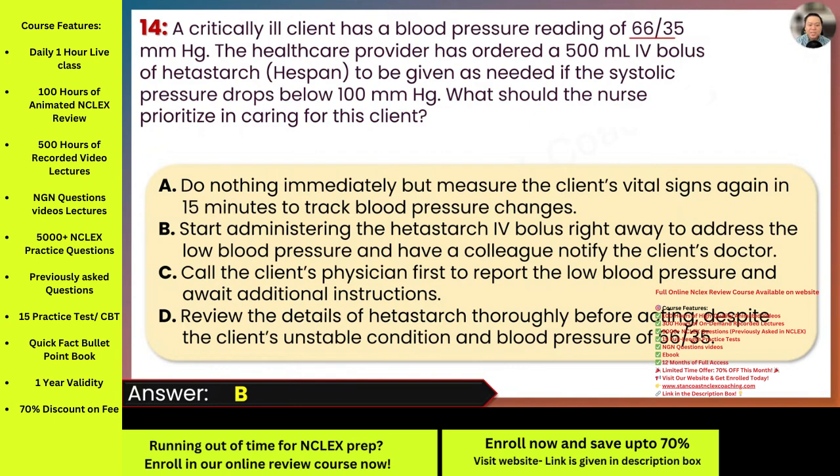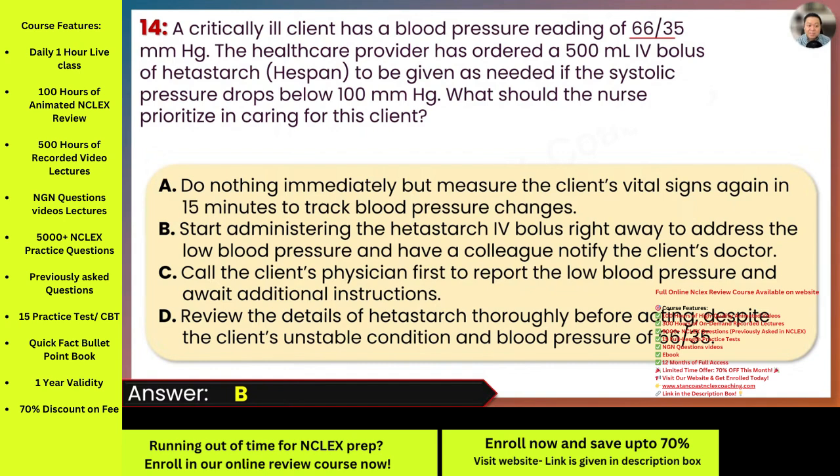So in this type of question, you have to recognize an emergency. You have to act on it fast. So this is a critical situation. You don't wait, you don't delay, you don't overthink. You have to act first to stabilize the client. And you have to follow the nursing process. You have to assess, intervene, evaluate.